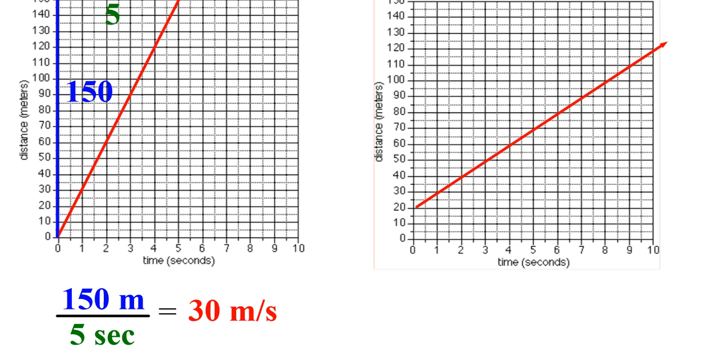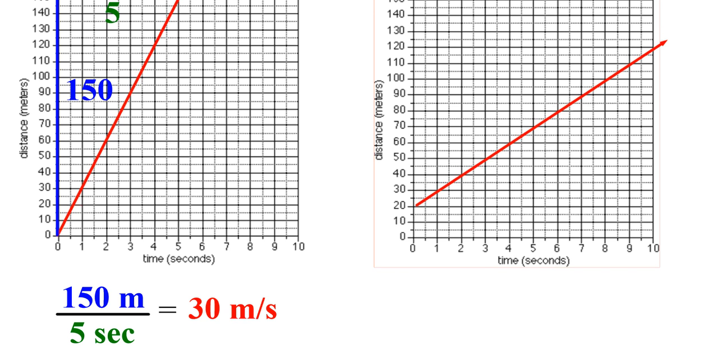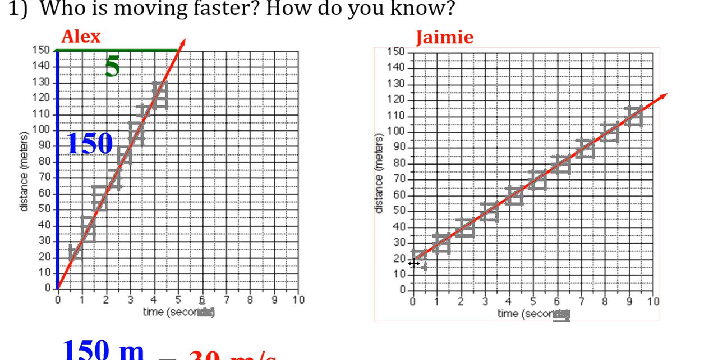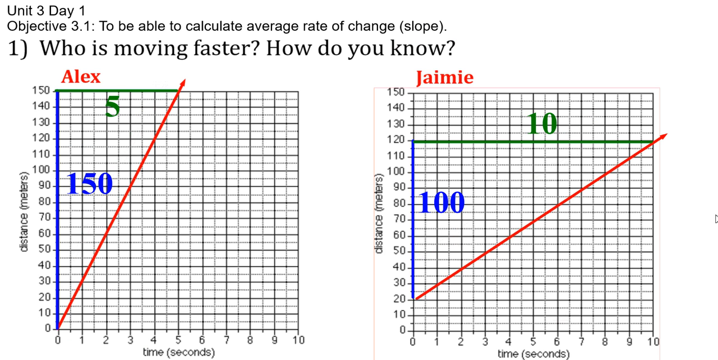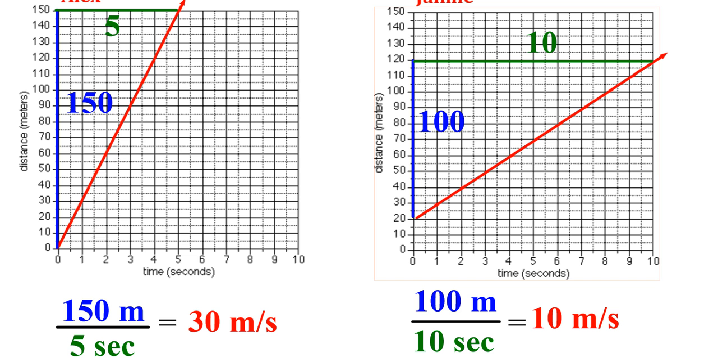Now we have to find Jamie's. So if you notice, Jamie at time 0 is already starting 20 meters away from Alex. Over the course of 10 seconds, Jamie has traveled to 120 meters away from where Alex is at. Well, Jamie started at 20, ended up at 120. Therefore, Jamie has traveled 100 meters within the 10-second time period. Well, 100 meters in 10 seconds means that Jamie has traveled at a rate of 10 meters per second.